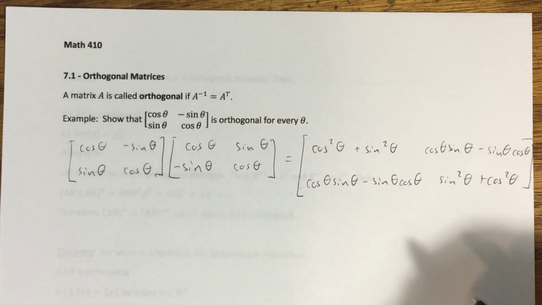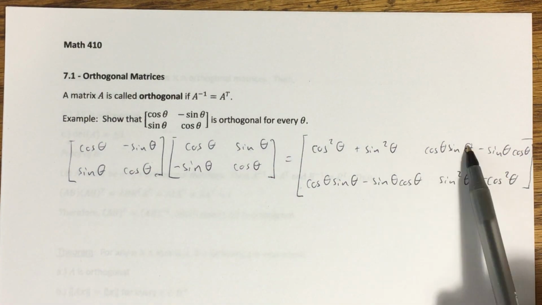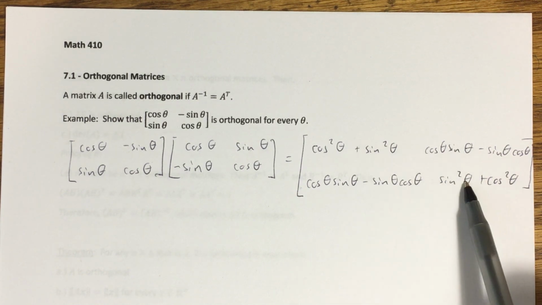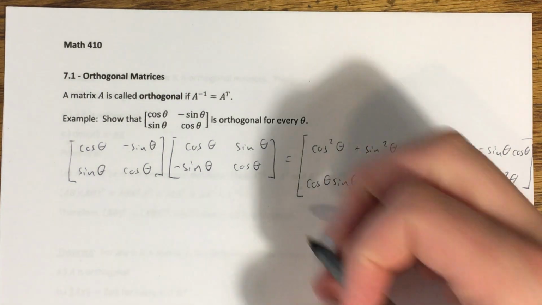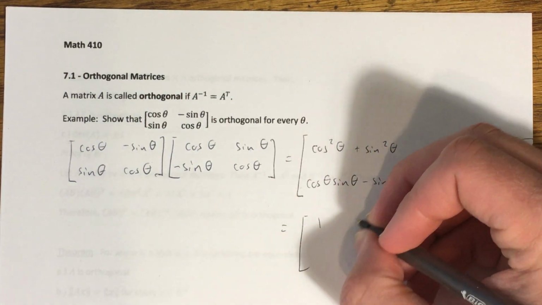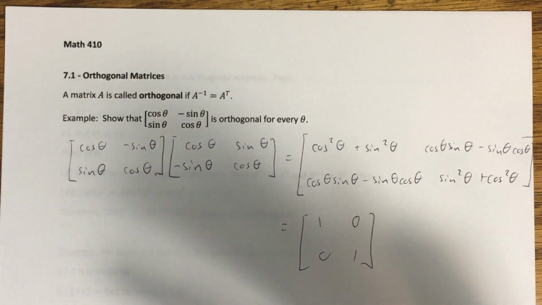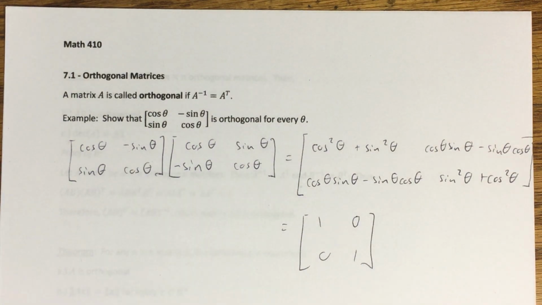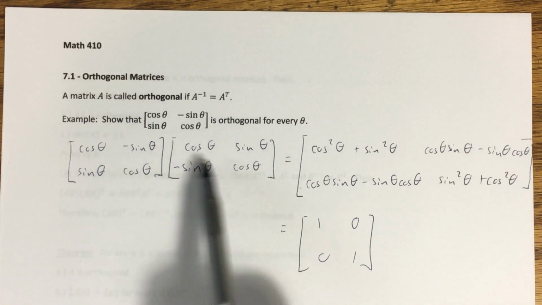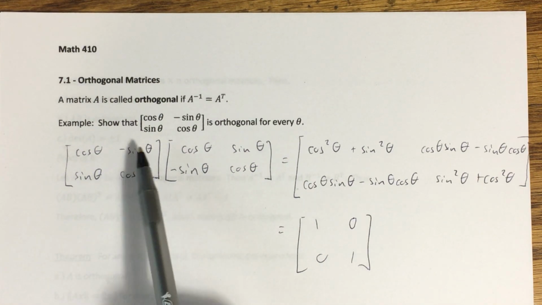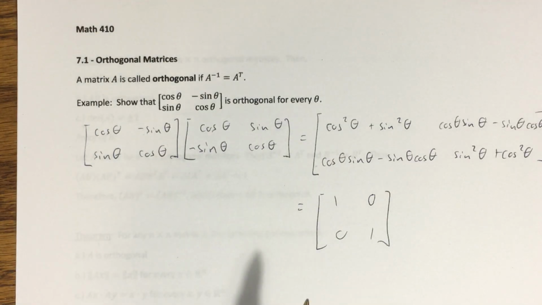Notice these 2 entries are going to come out to 0, and by the Pythagorean identity, these 2 entries come out to 1. So I get 1, 0, 0, 1. The identity, the 2 by 2 identity. That would imply that these matrices are inverses of each other, but I simply took the transpose of this matrix to get that inverse. So that would imply that this is an orthogonal matrix. Okay?